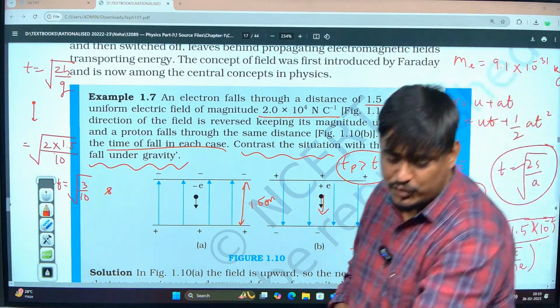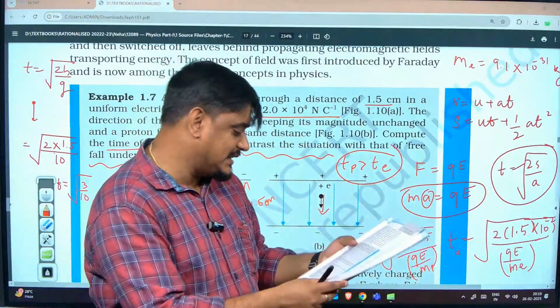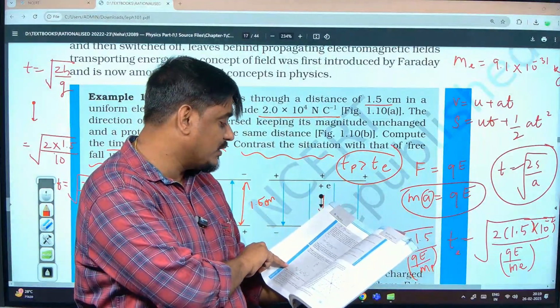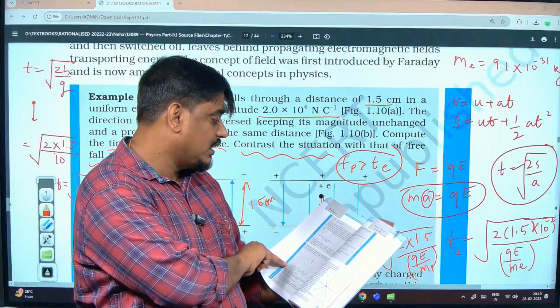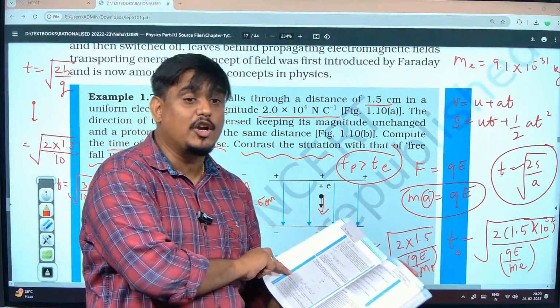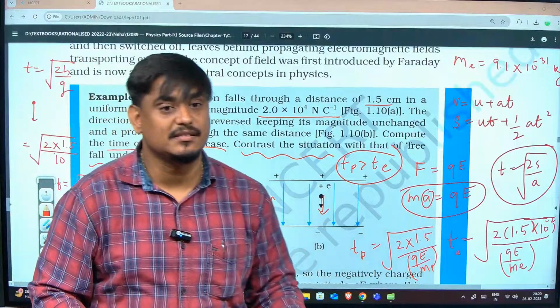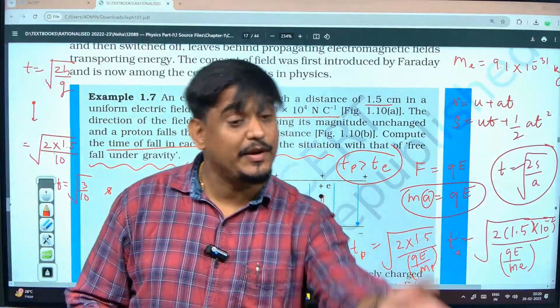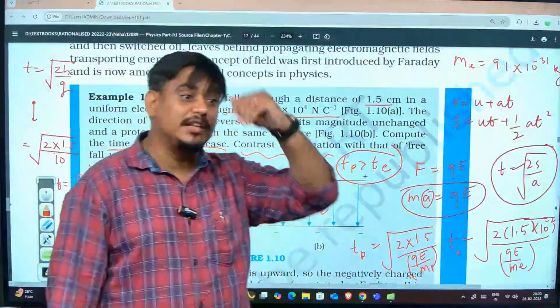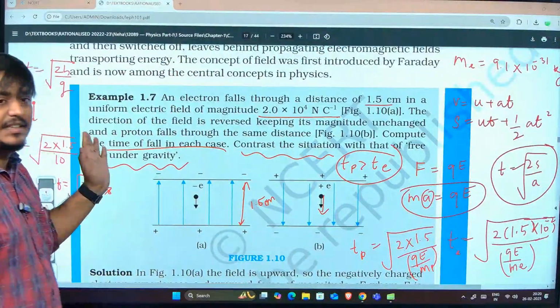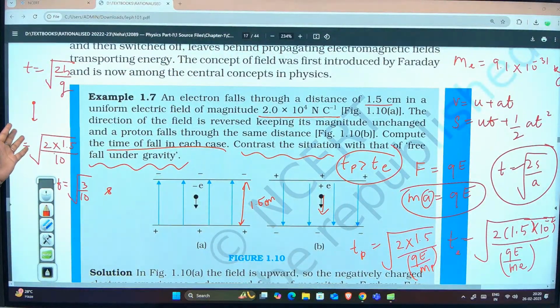See, the NCERT book would have solved this. They got the time as 1.3 times 10 to the power minus 7 seconds. Very, very small time. So compare that with this, its effect can be neglected. Are you getting my point? Very fast it will come.